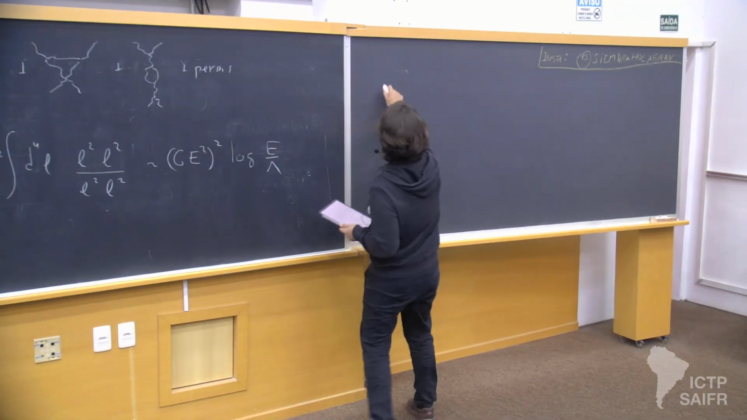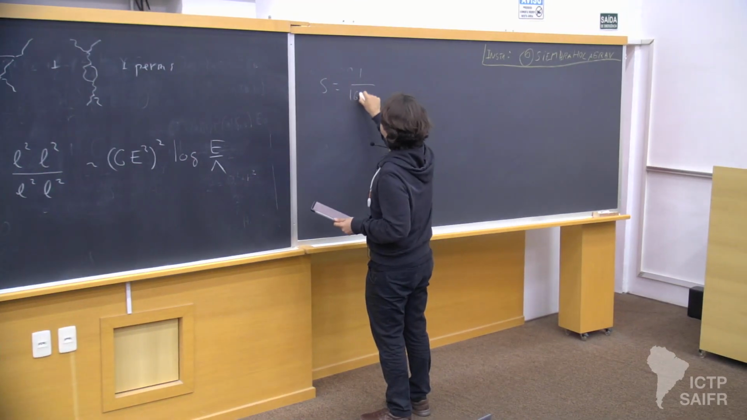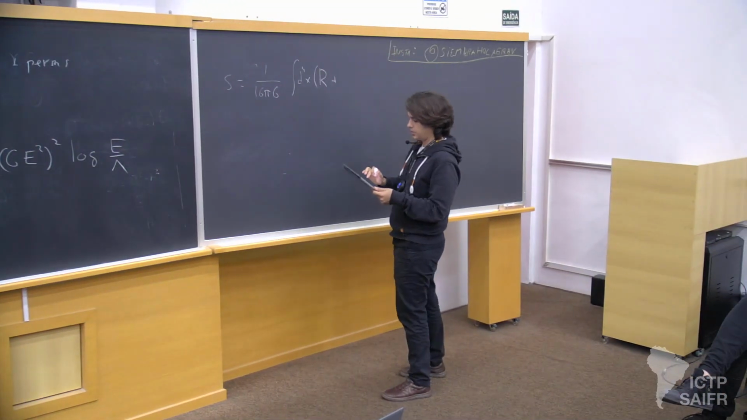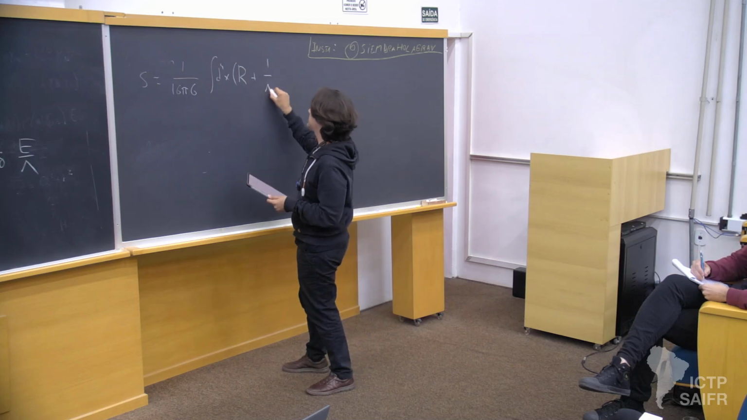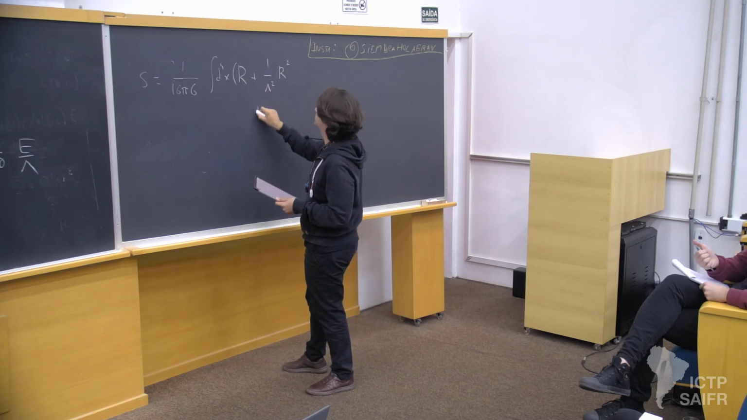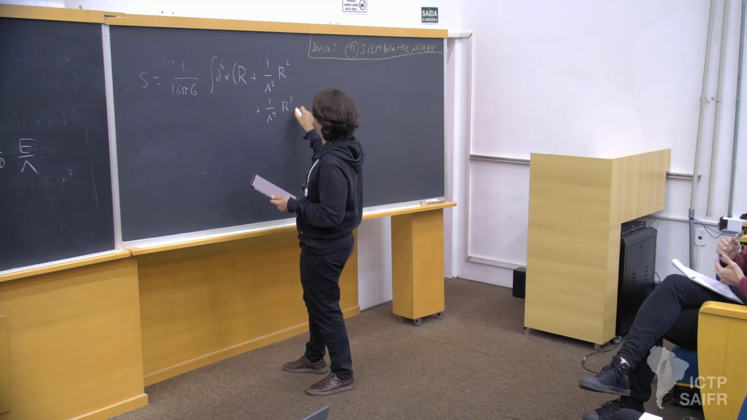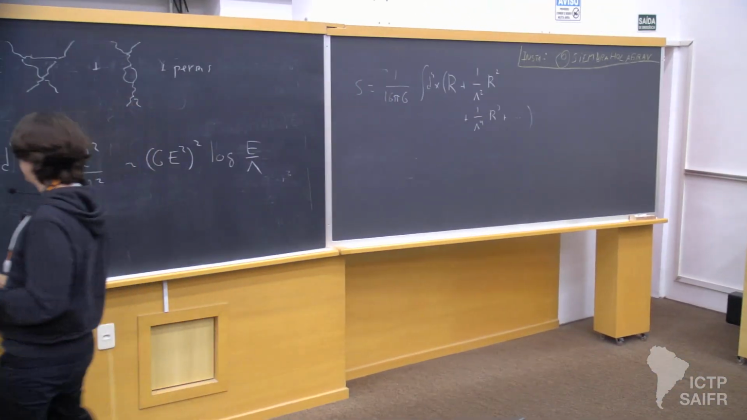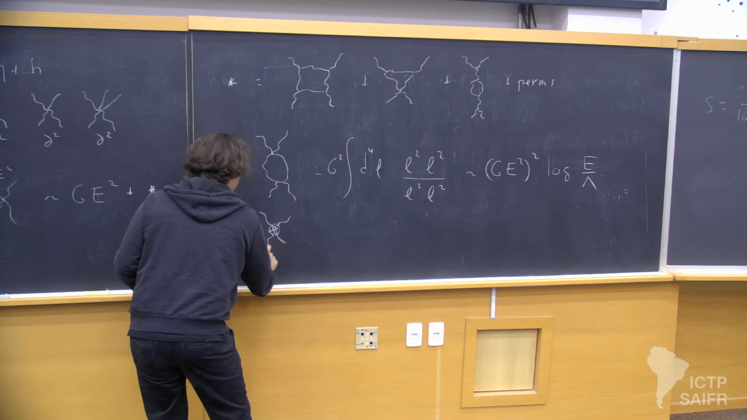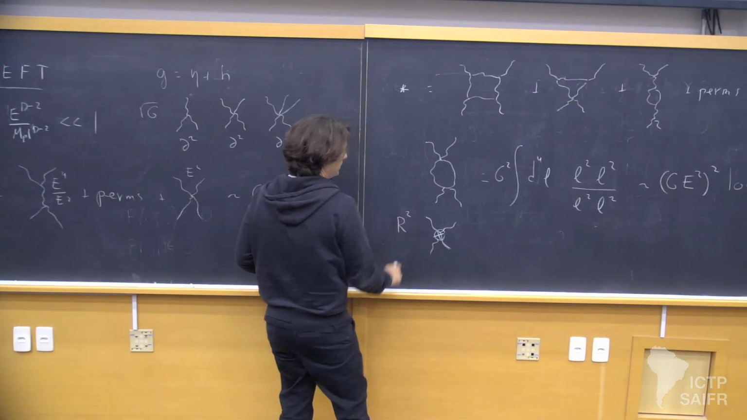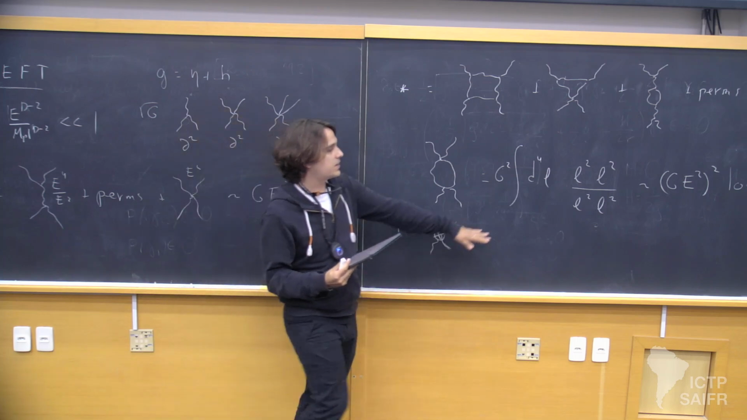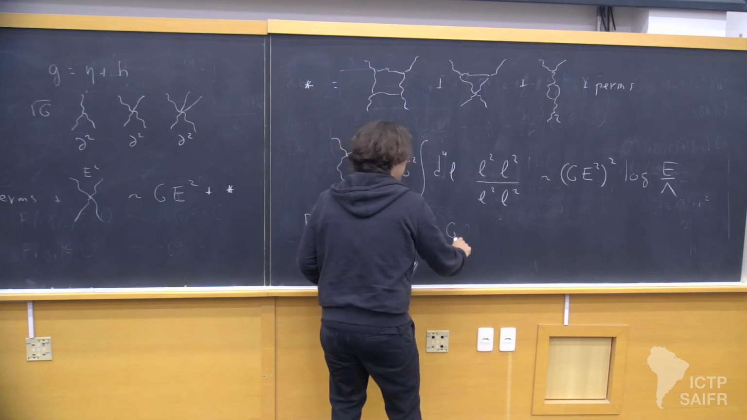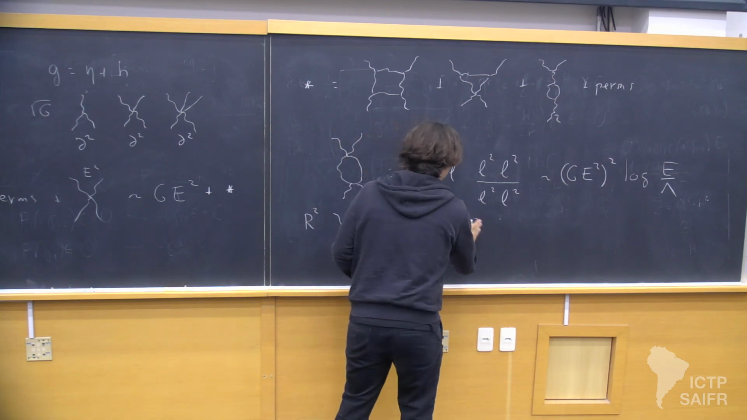So GR as an EFT, the action initially you might have thought is just this, but then you need to add more operators. So you'll need to add something that goes like lambda squared R squared plus 1 over lambda to the 4th R cubed plus dot dot dot. Okay, so at the same order, then we will find some counterterm, which because it's an R squared insertion, it will have 4 derivatives, so it will have exactly the right power counting to cancel this. So this counterterm will go like 4 derivatives, so it will go like essentially g squared E to the 4th also.